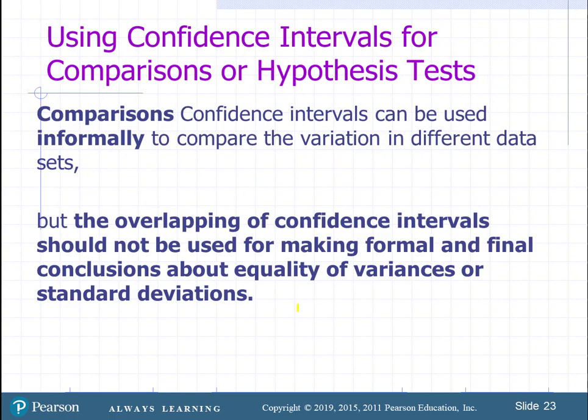Okay, now here's the deal. These confidence intervals can be used to compare the variation in different data sets, but overlapping confidence intervals should not be used for making formal and final conclusions about the equality. We will do that when we do the significance testing.